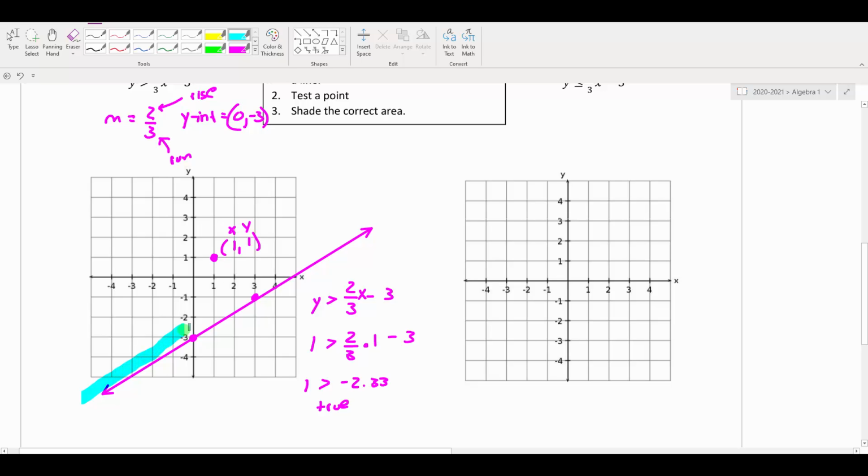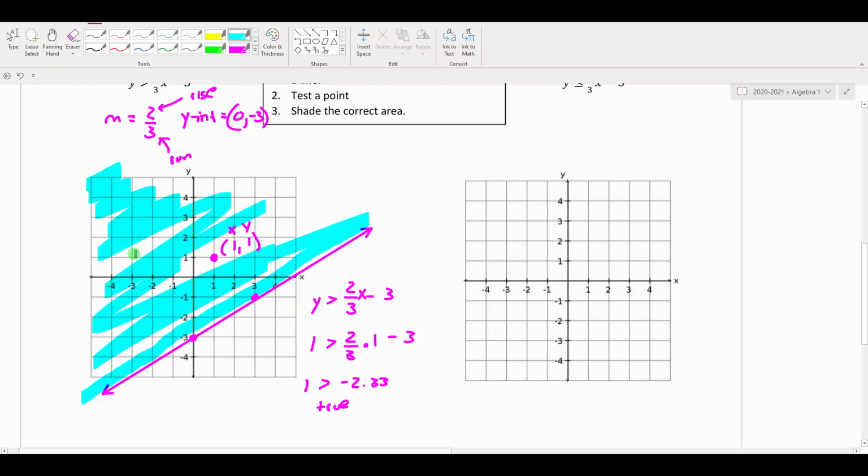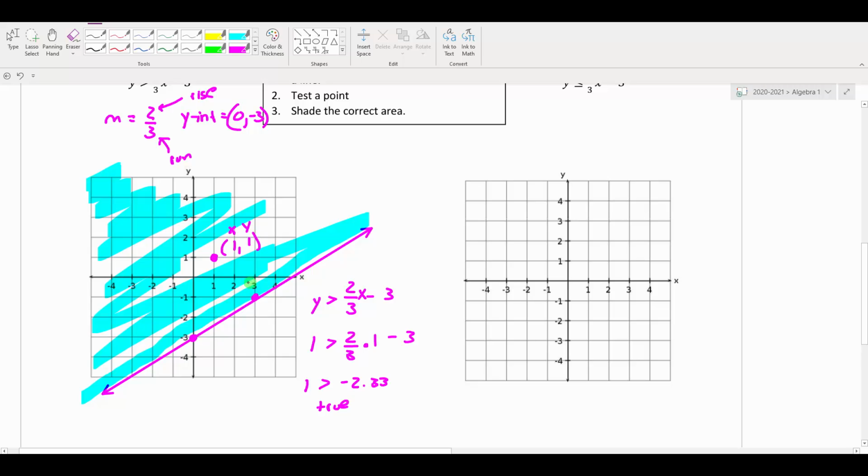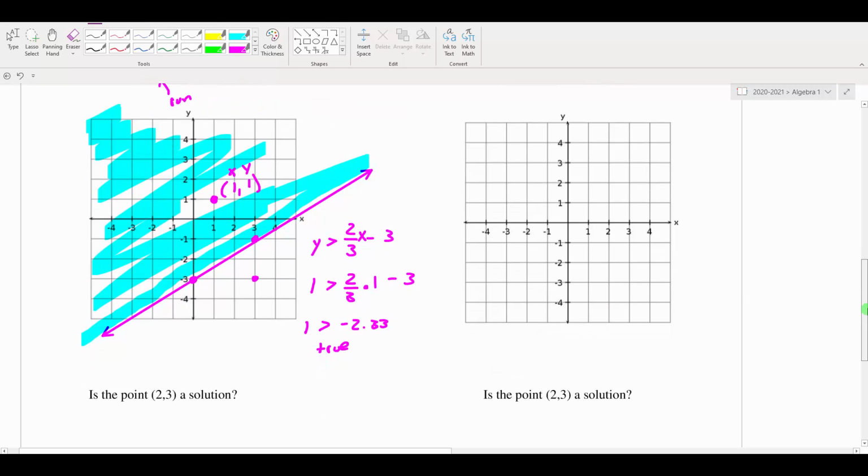So I'd go over here and shade everything on this side of the line. Every point over here is going to do the same thing. It's going to create a true statement. Let's see what happens when I pick a point on the other side. So let's say I pick the point 3, negative 3, so this point right here, on the other side of the line. Watch what happens with this one.